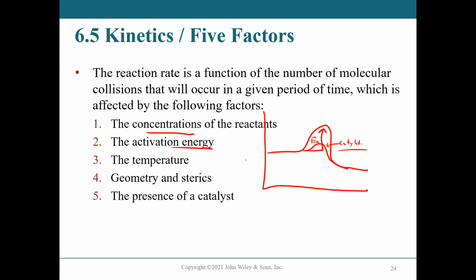Temperature: if you increase the temperature, usually you can increase how fast the reaction goes. Geometry and sterics: if you have something like butane versus something like this, there's going to be more sterics involved, right? If you have this, 1, 2, 3, 4, 5, versus something like this, even though we have 5 carbons, there's going to be more sterics here. And the presence of a catalyst, and I showed that example right here.